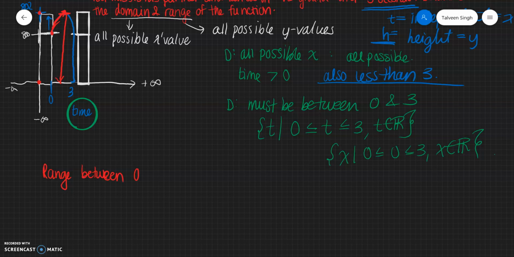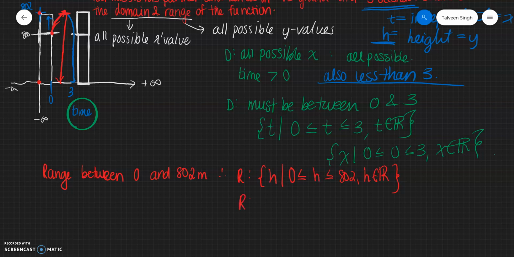So the range has to be between 0 and 802 meters. Therefore, the range is going to be h, such that it's greater than or equal to 0 and less than or equal to 802, h is an element of all real numbers. This is just saying that the height is greater than 0 but less than 802, which makes sense because it turns around at 802.